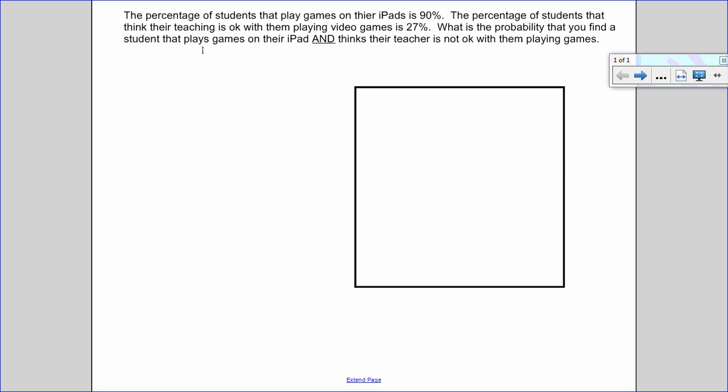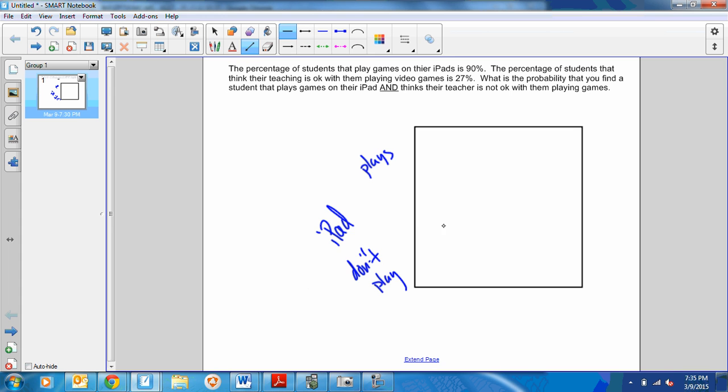So what we want to set up with the area model is the two situations that are separated by this "and." So I'm going to say, let's say iPad, and then we'll say plays and not plays. Don't play. And how I'm going to split up this picture is based on this percentage. Obviously, we have a much bigger percentage that play the iPad, so we want to show that on our situation here. So what I may do is draw a line.